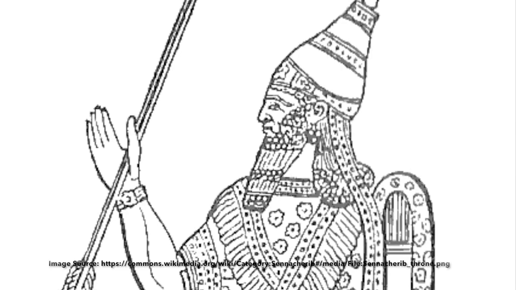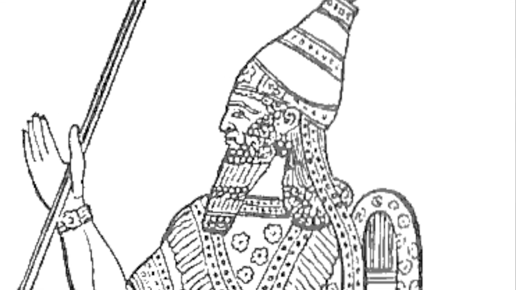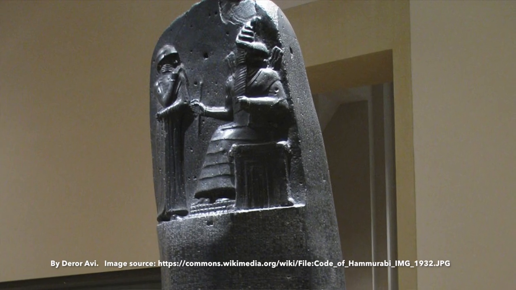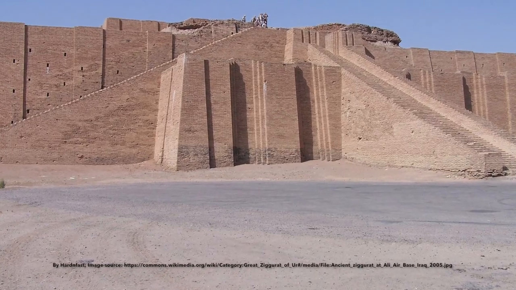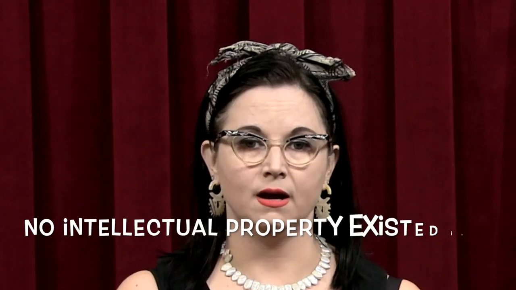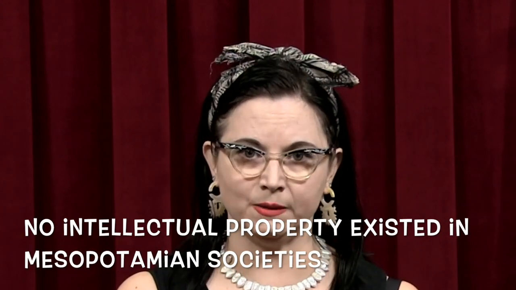Most artists were viewed as craftsmen or laborers by Mesopotamian society, and the kings in the region would take credit for having built large stelae, palaces, or temples. Despite this rich body of cultural items and a robust bureaucratic system, the societies of ancient Mesopotamia did not have intellectual property as we know it today.